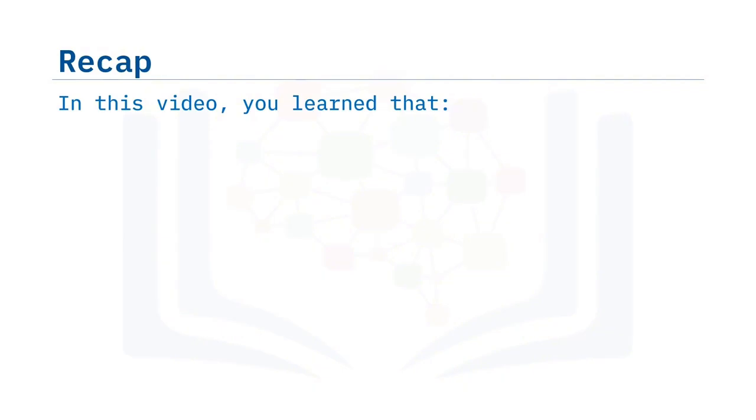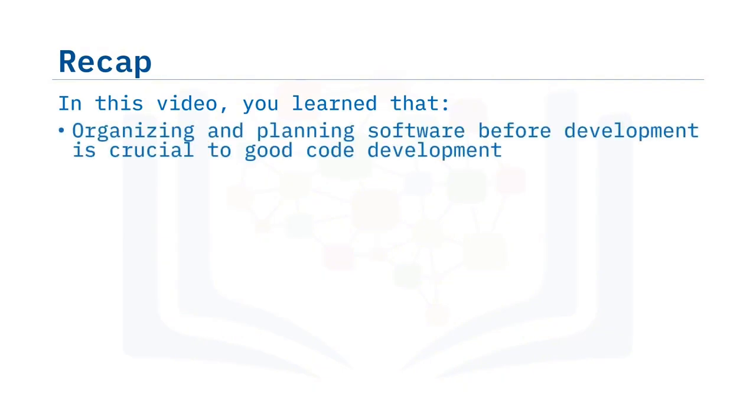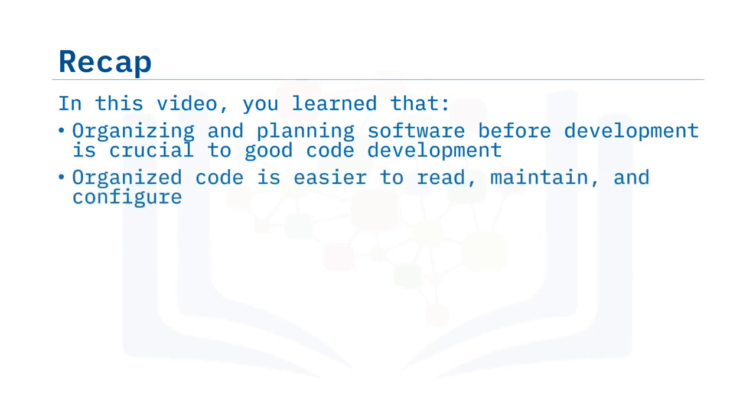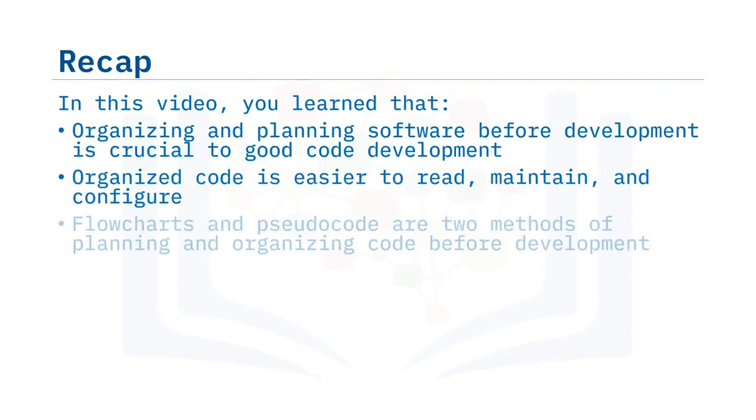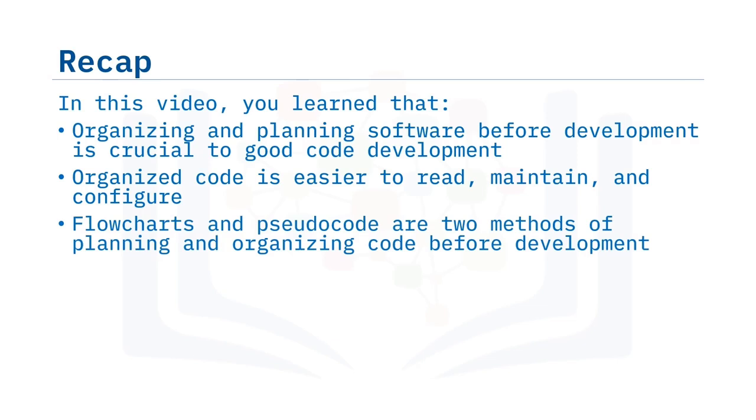In this video, you learned that organizing and planning out software design enables programmers to write cleaner and more reliable code. And organized code is very important from a readability, maintainability, and scalability standpoint. 2 main methods of organizing and planning software code are by developing flowcharts or writing pseudocode.